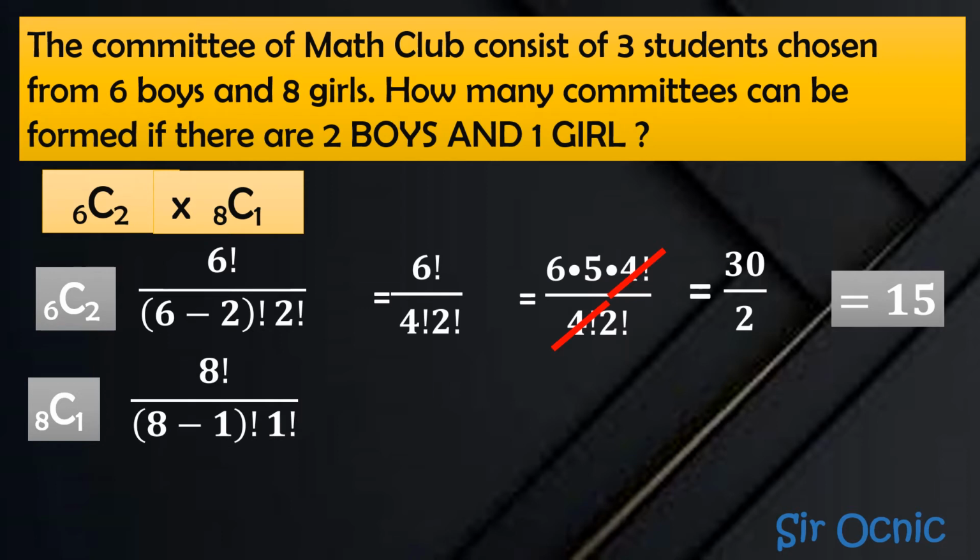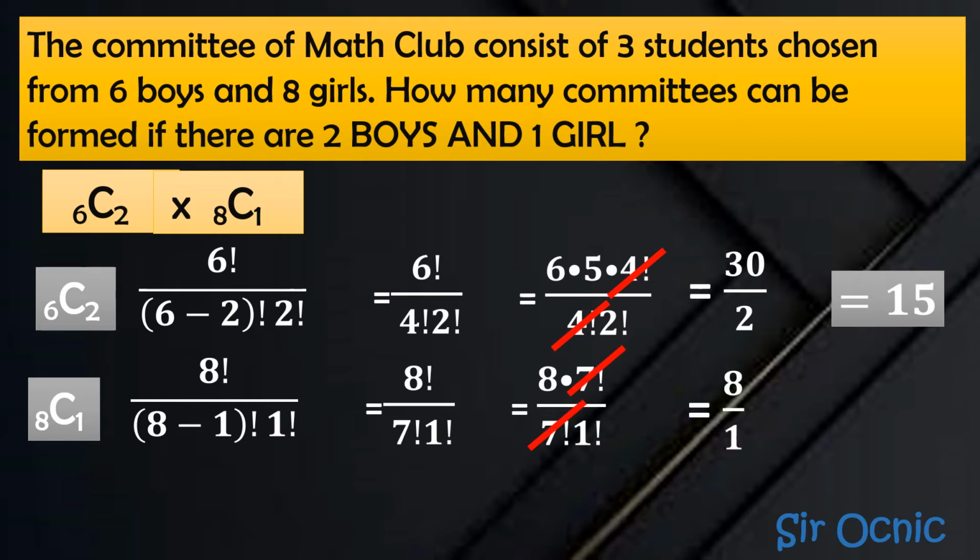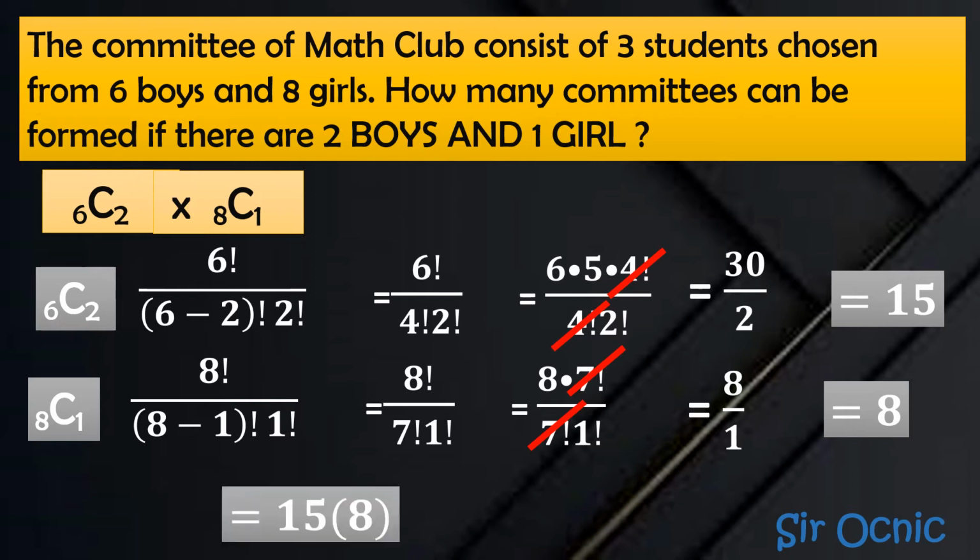Let us now evaluate 8C1. That is 8 factorial over 8 minus 1 factorial times 1 factorial, or 8 factorial over 7 factorial times 1 factorial, which is equal to 8 times 7 factorial over 7 factorial times 1 factorial. Cancelling 7 factorial, we will have 8 over 1, or simply 8. To compute the total number of committees that can be formed, multiply 15 by 8, and that is equal to 120.